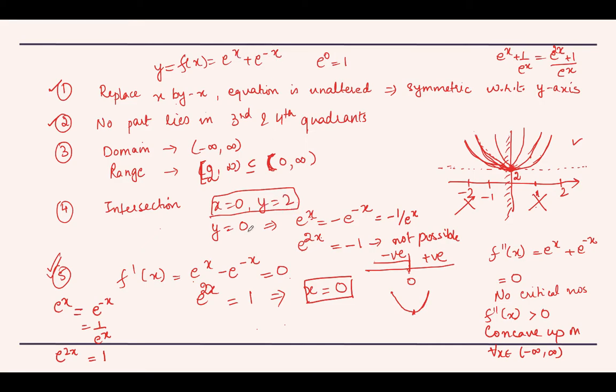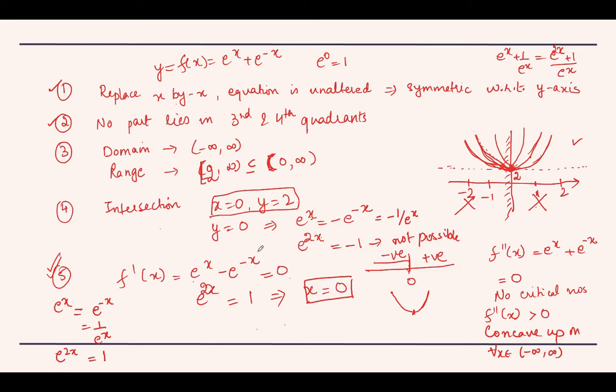When we put y equals 0, our expression e to the power x becomes equal to minus e to the power x. So if we try to solve this, we get e to the power 2x is equal to -1, which is not possible because exponential values are always positive, and so there is no such value of x, which means there is no intersection with the x-axis. Only intersection is with the y-axis at (0, 2). So we can mark the point (0, 2) here as our point of intersection through which the graph is going to pass.